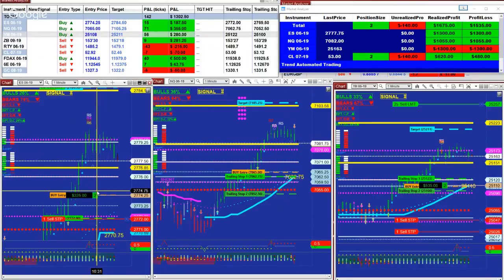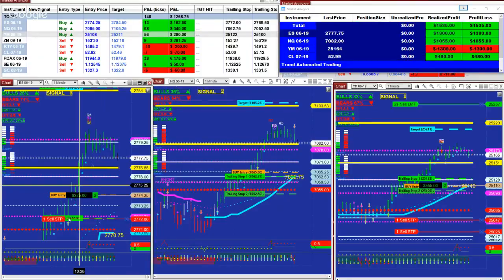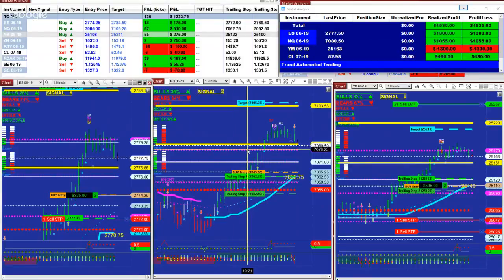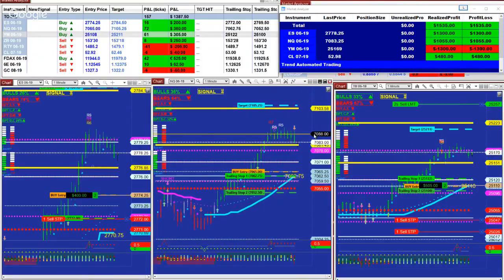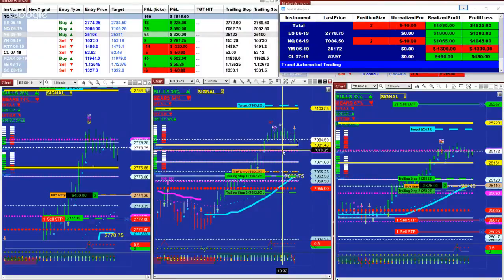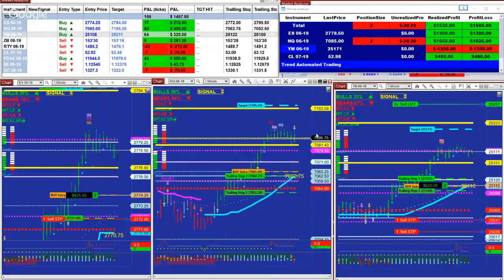Now keep your eye on the Nasdaq with the 7078 level. This one was a resistance and now has become a support, and this is a serious one, 7078.